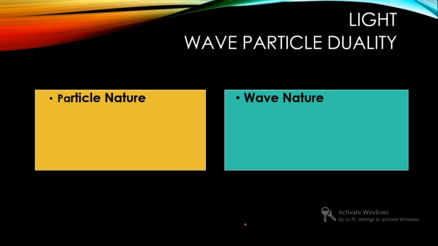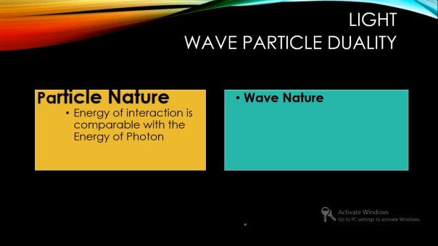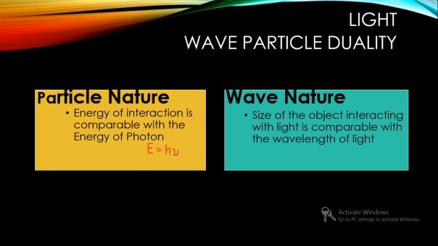So they came up with a solution that the particle nature will be considered whenever the energy of interaction is comparable with the energy of the photon. That is, whenever the energy is comparable with hν, then you consider that the light is interacting as a particle. And whenever the size of the object interacting with the light is comparable with the wavelength of light, then you can consider the wave aspect of light. Okay, so that explains wave-particle duality of light. Thank you.